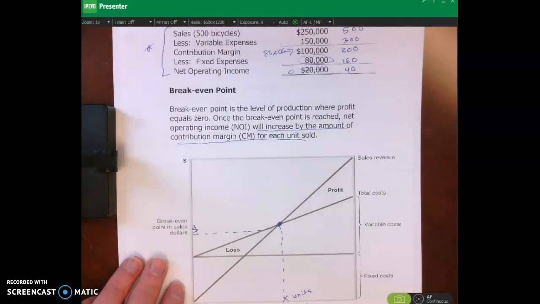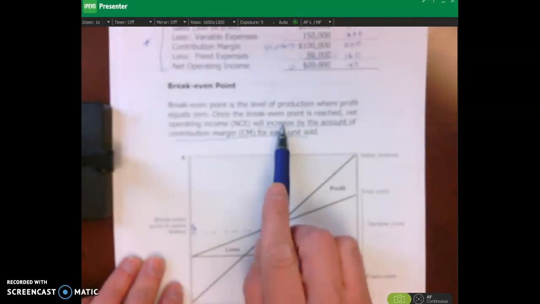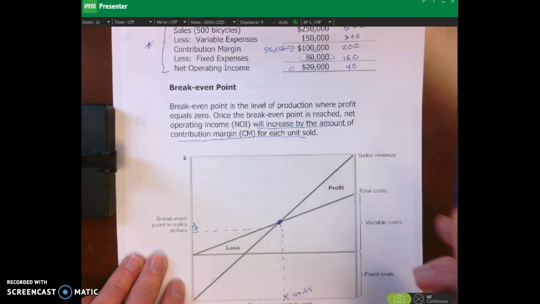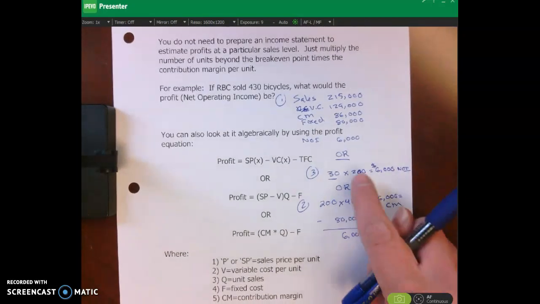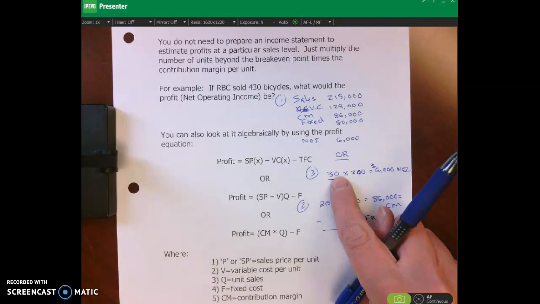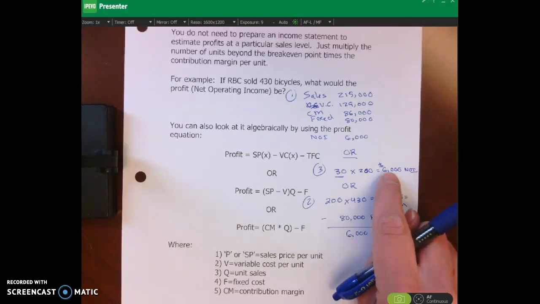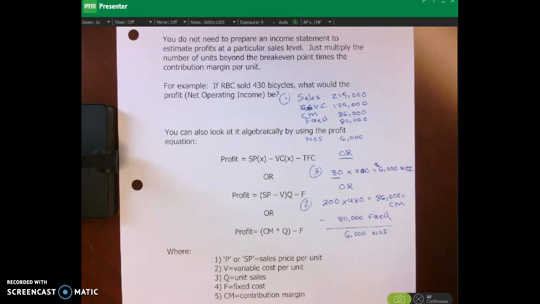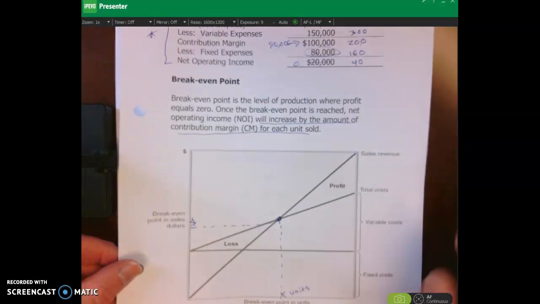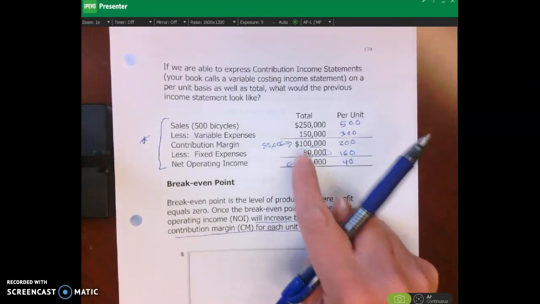What do I keep saying about beyond the break-even point? That's something I said in some prior lecture videos: net operating income will increase by the amount of contribution margin for each unit sold. Look, it's exactly what we found. 30 additional units beyond the break-even point times the contribution margin per unit is $6,000 in contribution margin, which is also the increase in net operating income. Why is this so? Remember, if this is 80,000, this is 0.